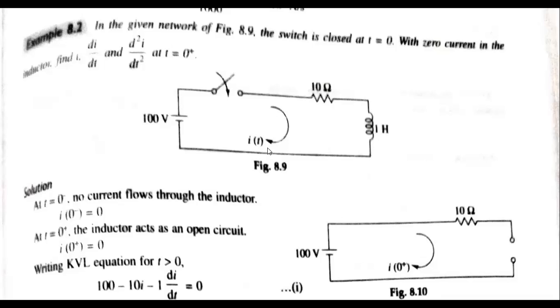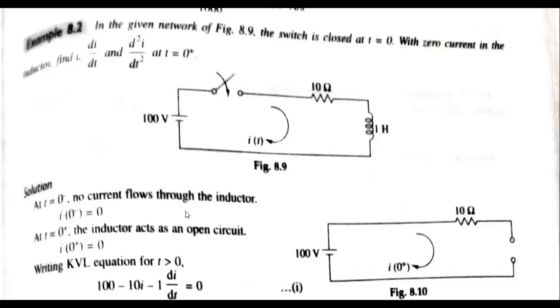So be careful whenever you are going to simplify the numerical on the transient. We should consider, with respect to time, the sources, that is i of t as well as v of t. So the source is given as 100 volt, the resistor is 10 and the inductor is 1 Henry. i of t. So initially what we need to find out is at t equals 0 minus.